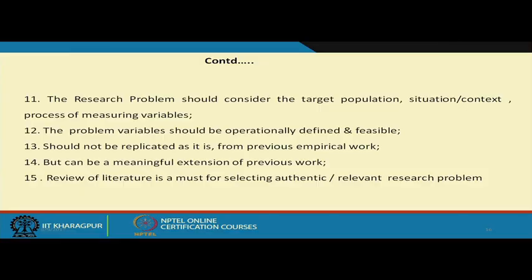So, a review of literature is a must for selecting an authentic, relevant research problem. That is why, before selecting a research problem, we need to do a review of literature in terms of theoretical backup, empirical backup, cross-cultural data, and experimental data. We need to go through the whole lot of literature review before selecting a relevant problem.